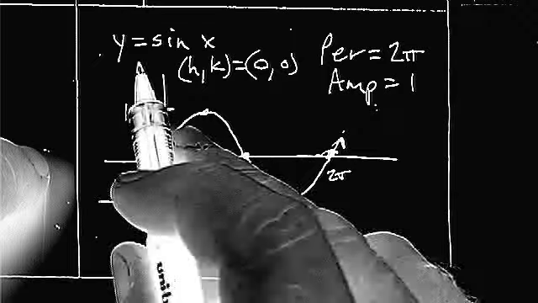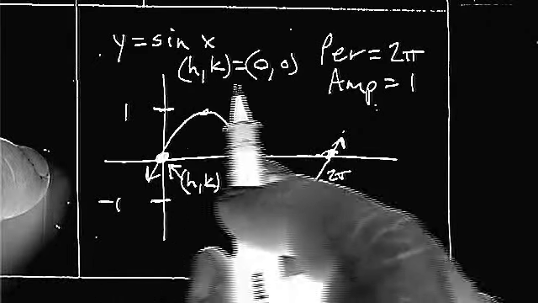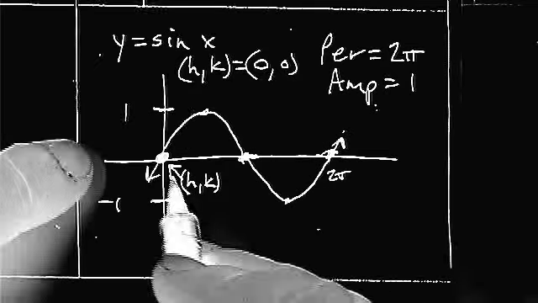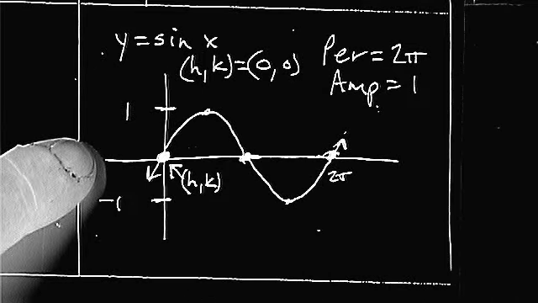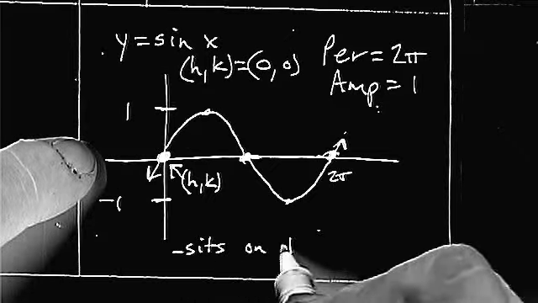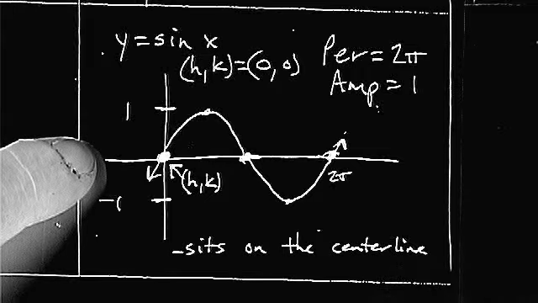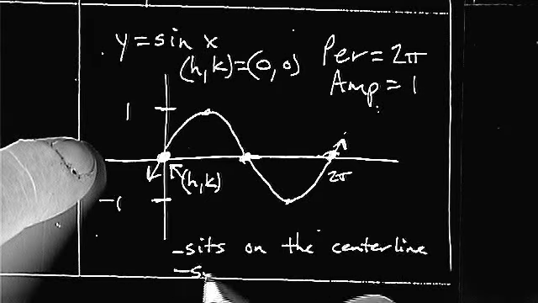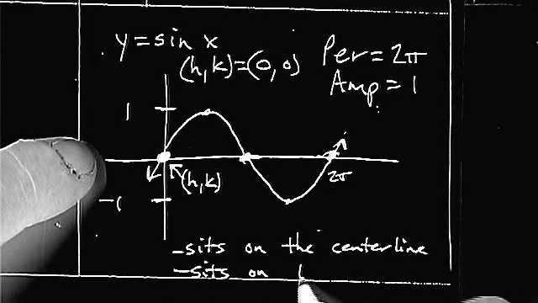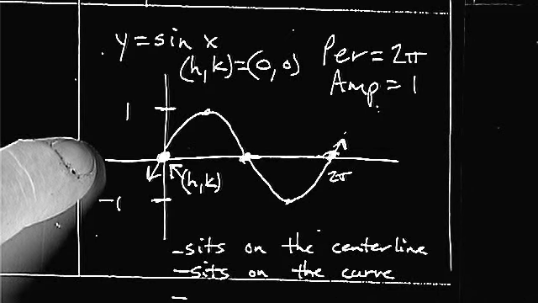Okay, now, clearly from the original function, nothing is being added or subtracted, so hk must be 0, 0. Now, how would I describe hk on a sine wave? Well, first of all, it sits on the center line. It sits on the curve. That's different from the cosine function.